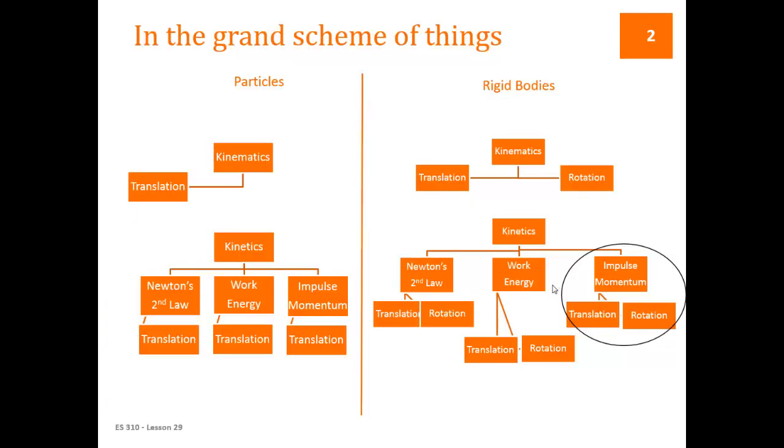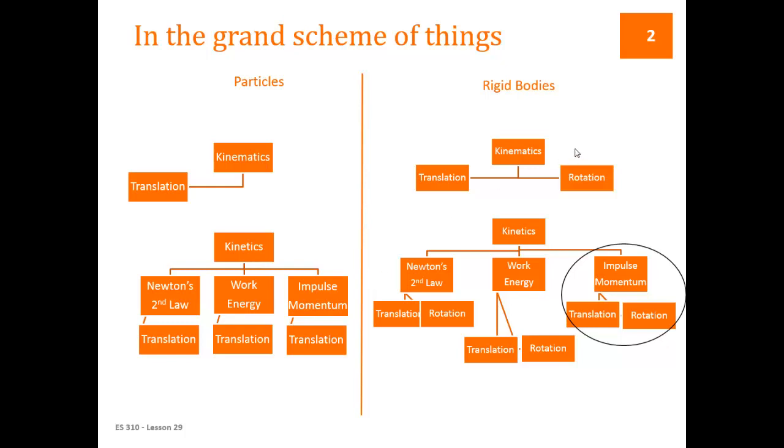We've seen this table before earlier in these lessons. This is the overview of our class. The first part of the class we learned about particles. We studied their kinematics, which mainly involved translation, and we studied their kinetics through three different methods: Newton's second law, work and energy, and impulse momentum.